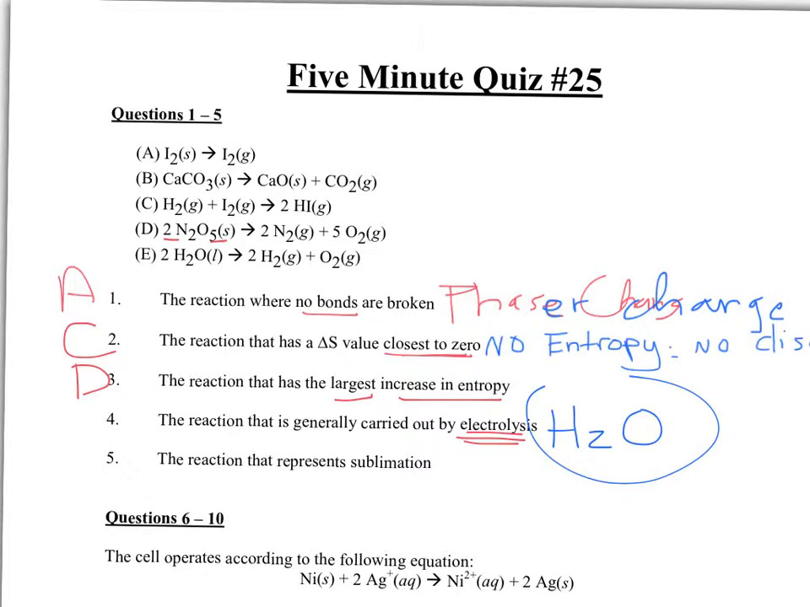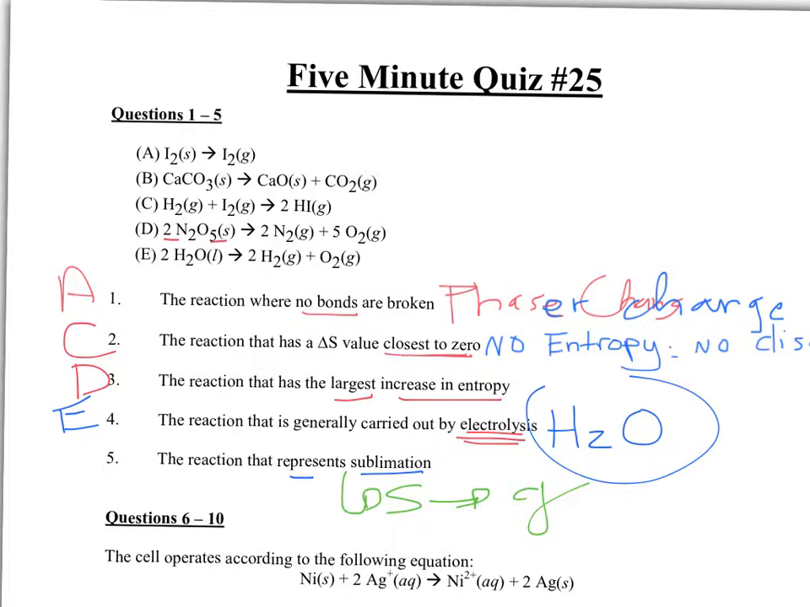It is E. How do we split water? Well, first off, electrolysis deals with water. Exactly. Electrolysis deals with splitting of molecules. The reaction that represents sublimation. Before you say an answer, what is sublimation? Solid to a gas. What is that?